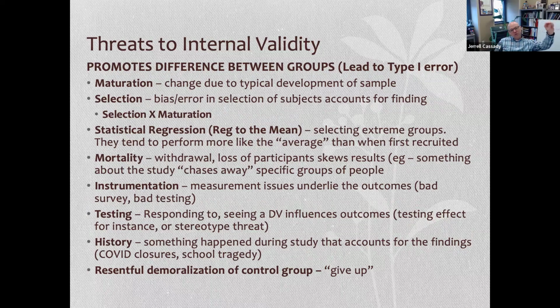But these are things that can happen in an experimental design or a quasi-experimental design that will lead to identifying differences among groups when really it could be something else that's causing that. So these are threats, things that could cause you to detect a difference between two groups that really may be caused by something else. So one of those is maturation.